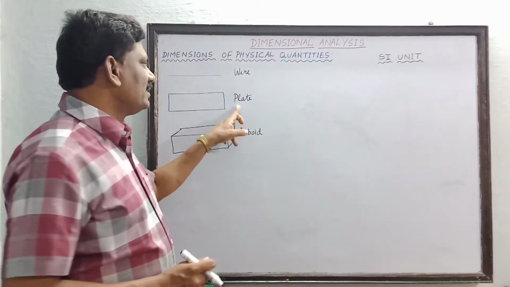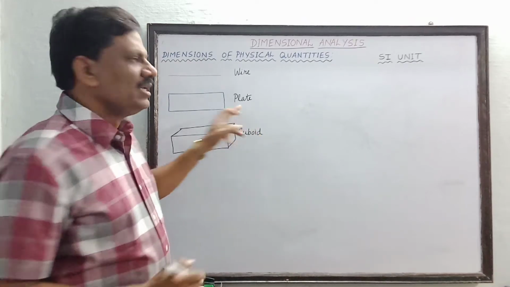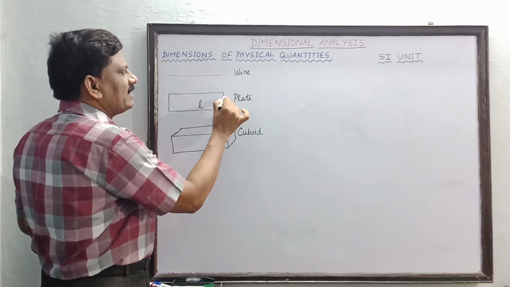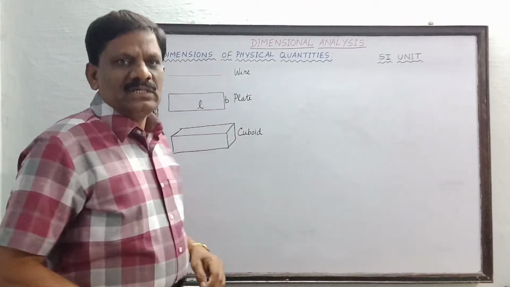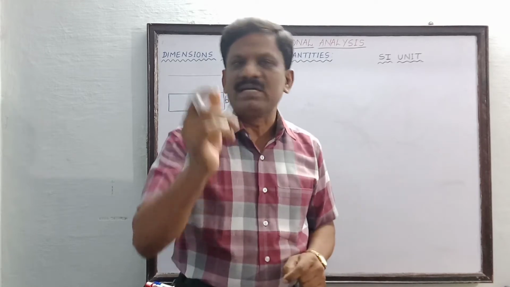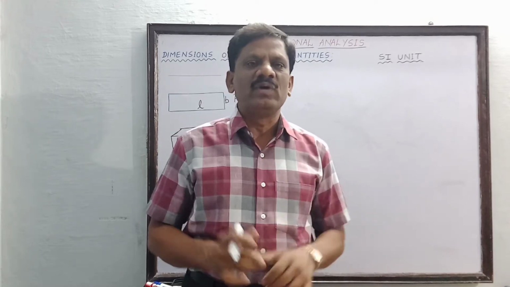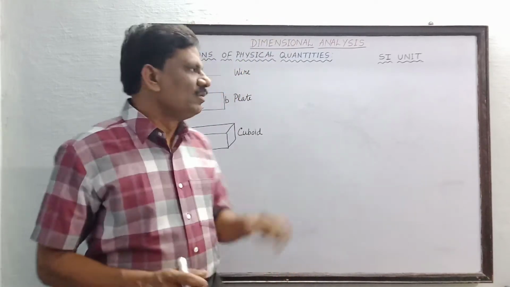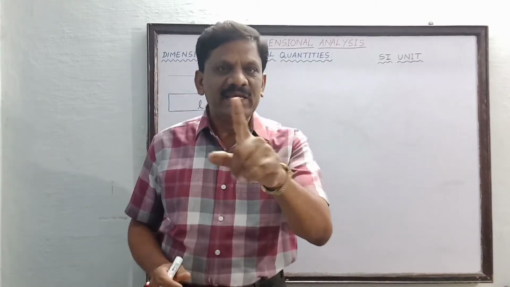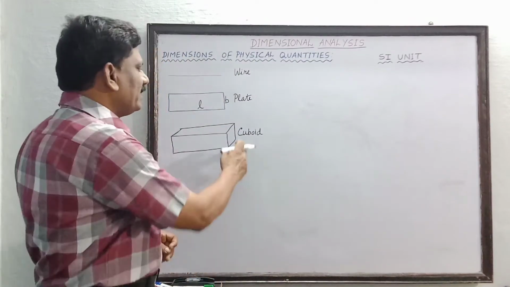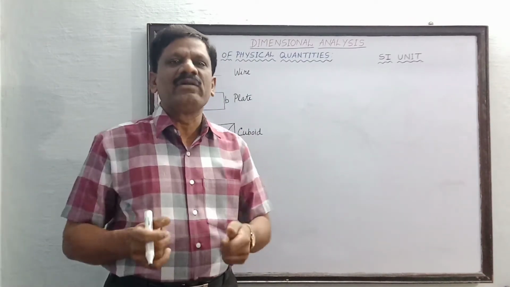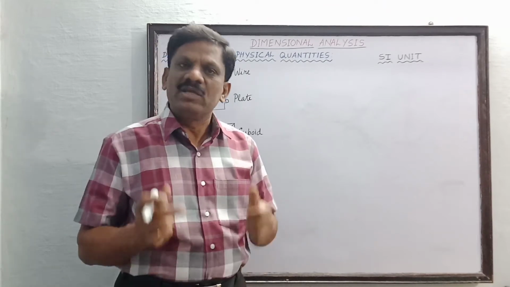Now consider a rectangular plate, where the longer side is L and the shorter side is B. This rectangular plate has a length as well as breadth. So it is considered to have two dimensions. It is a two-dimensional object. It has an area.